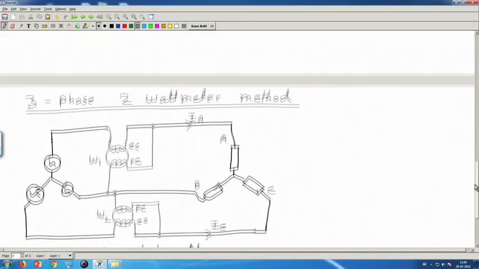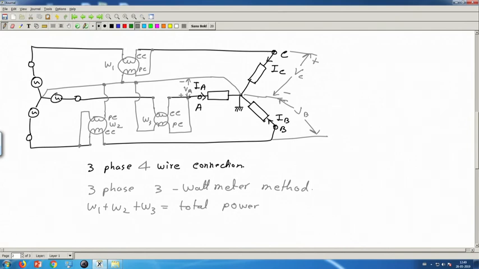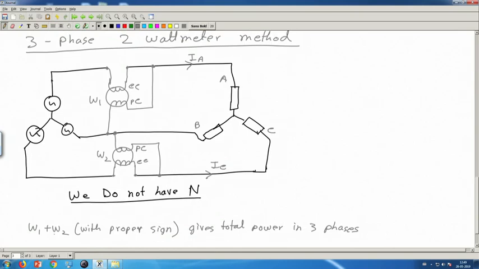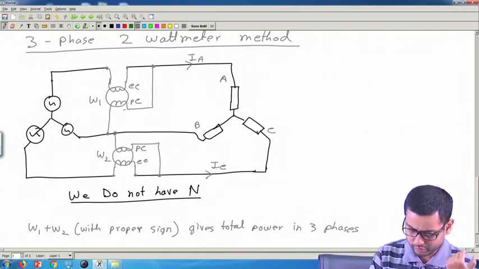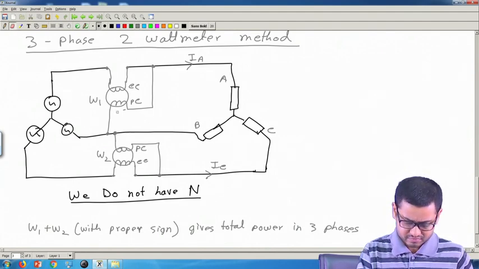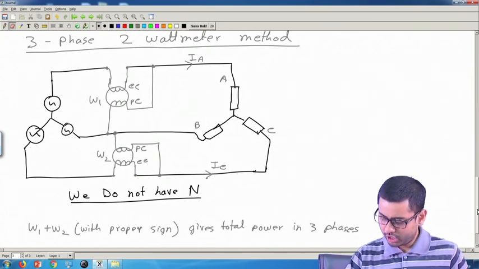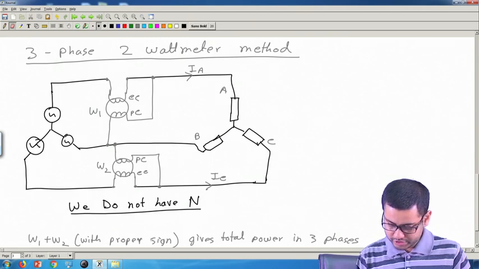The previous one was quite obvious, because this wattmeter was directly measuring this voltage into this current. This was also measuring this voltage into this current. So they were measuring individual phase powers. But now, how is it so that W1 plus W2 is the total power? What is this wattmeter measuring? This is measuring this current multiplied by this voltage. What is this equal to? Okay, so let's understand how it is true that W1 plus W2 is equal to the total power.